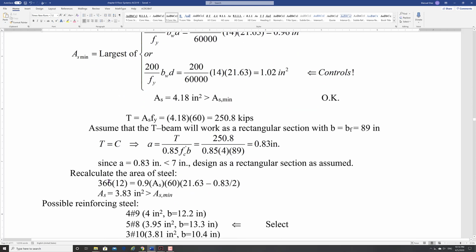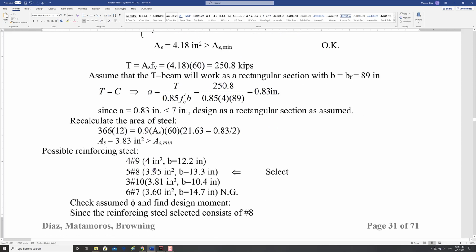Okay. So we again do the calculation for the area using the a value. Now it's 383. It's still greater than the minimum. So we go and look for values. And we have 4 number 9s, 5 number 8s, 3 number 10s, 6 number 7s. 4 number 9s is fine. I just pick 5 number 8s in this case simply because the diameter is 1 inch, so easy to work with. The area is 1, and so we will have those in there.